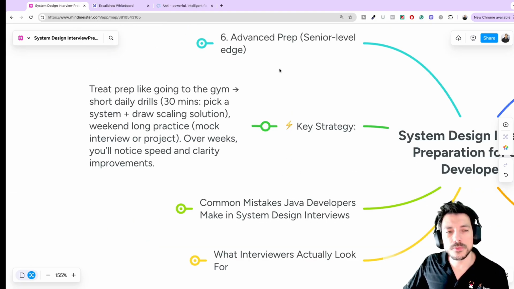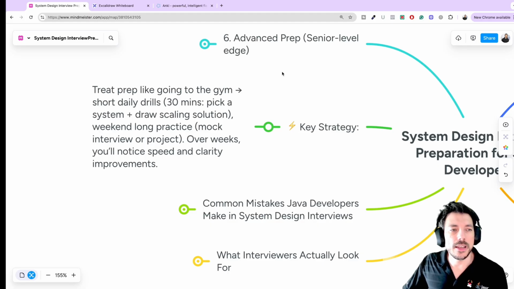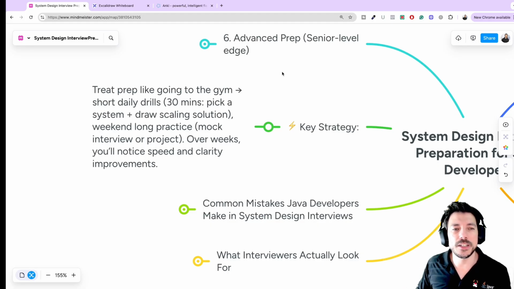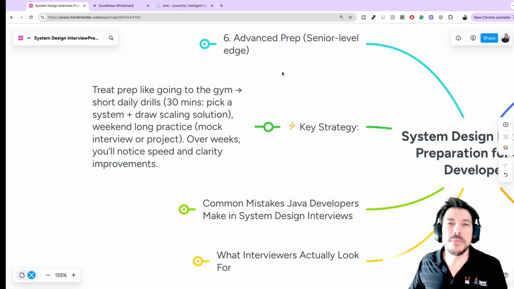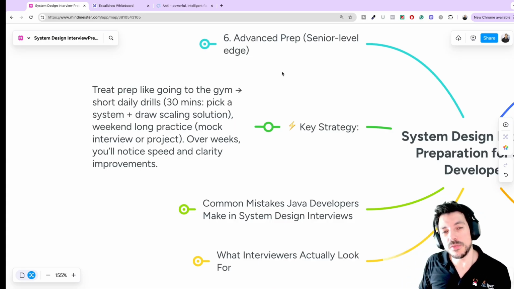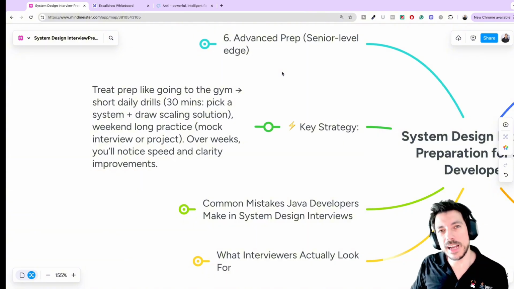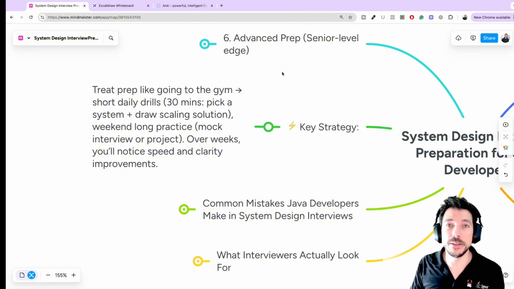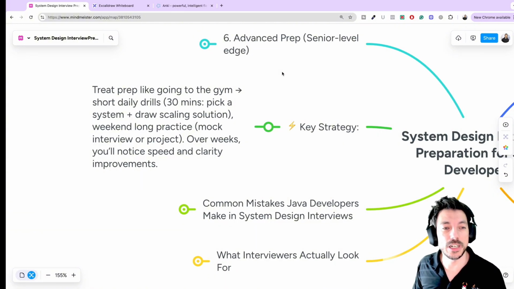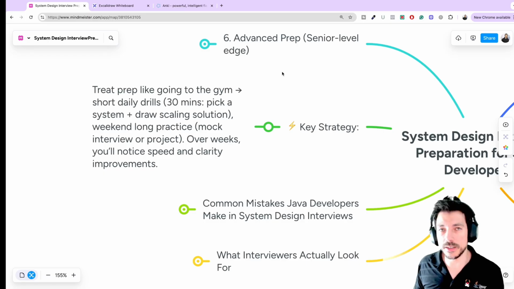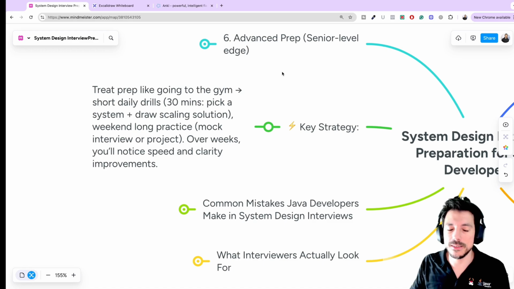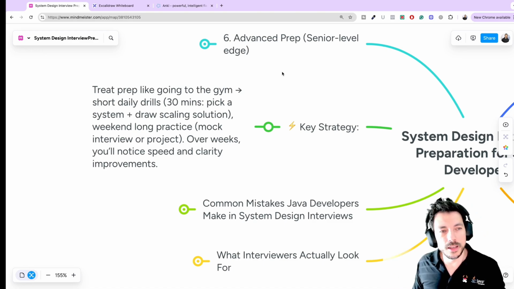So the key strategy to be ready for the system design interview is to treat the preparation like going to the gym, right? If you go to the gym once a week, it doesn't really matter. You don't grow. It's the same as nothing. But if you go to the gym every day, 30 minutes, man, you're gonna grow. You're gonna be transformed in a couple of months. And with any skill we are developing, like the skill of system design, we can apply the same principle.